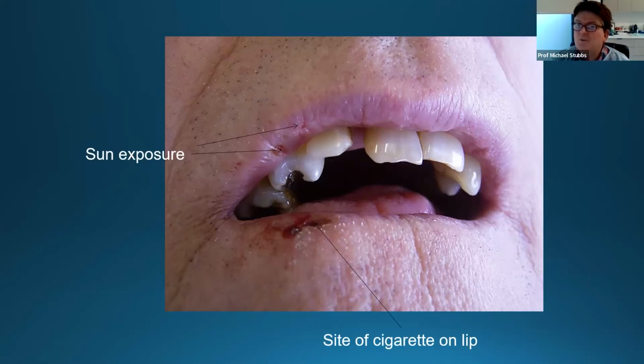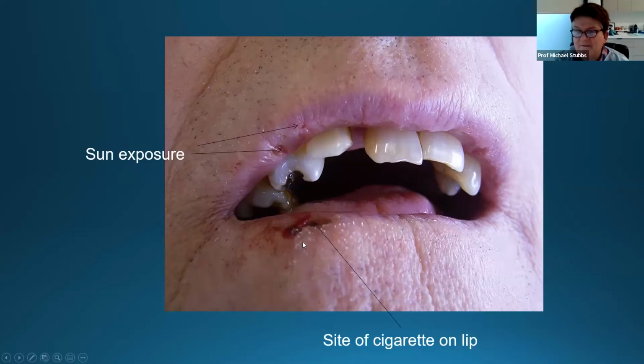So he has a condition we call actinic cheilitis. It means that they lose the definition of the vermilion border. See how it's not very crisply outlined? It blurs into the skin. And that's just because of a lot of UV ultraviolet radiation damage. But what was interesting with the history was he smoked, and that's where he put his cigarette. And so that's where I did the biopsy.